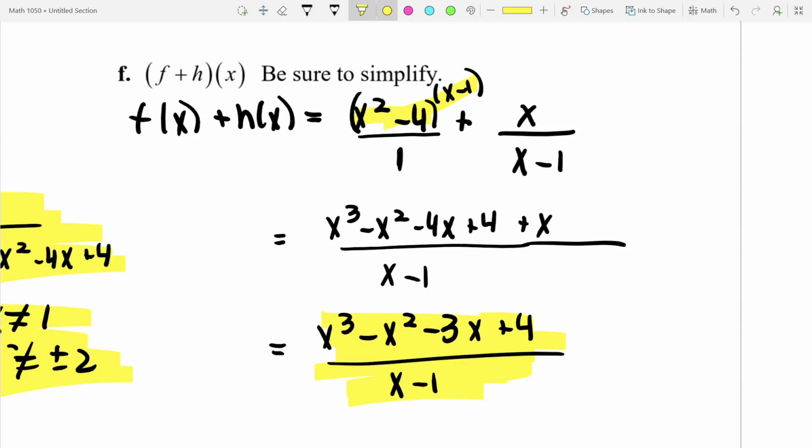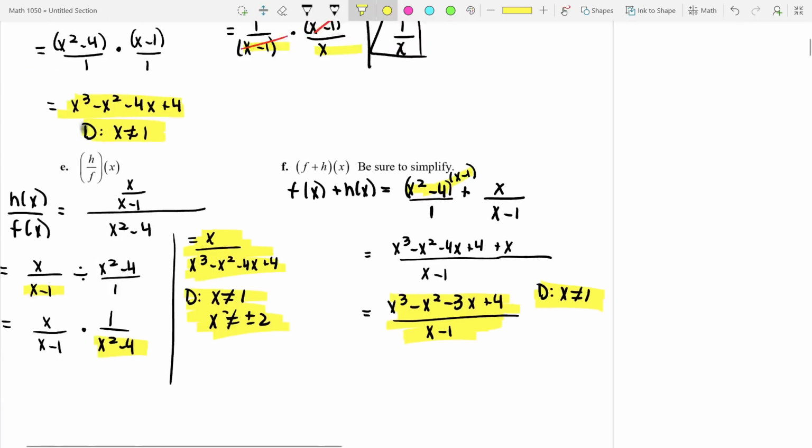Okay? Make sure you read the directions. The directions said to find the domain, and the domain is x cannot be 1. And that's completely acceptable because they didn't tell me how to write it. Okay? All right, that was F.